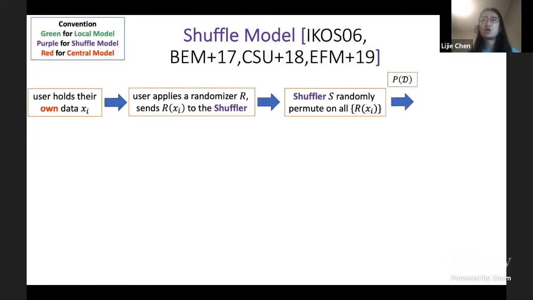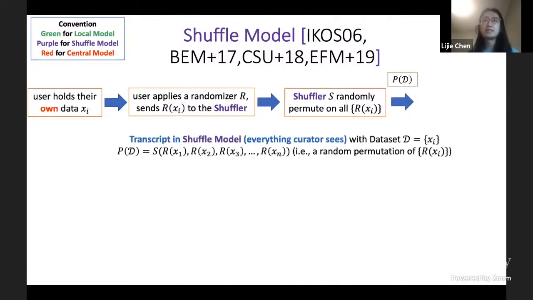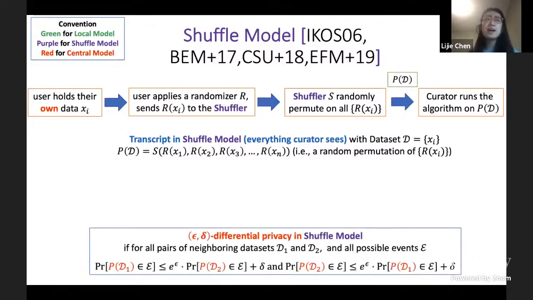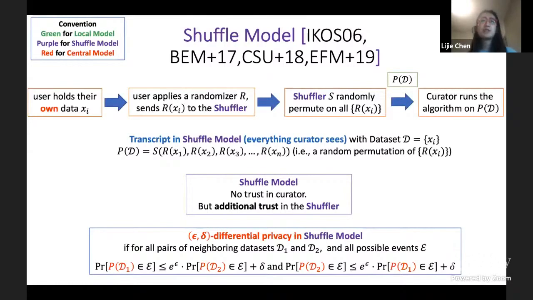Again, we define the transcript with dataset D as everything the curator sees in a protocol. Here, the transcript is the output of the shuffler, which is a random permutation of all the messages R(xi). And the curator runs on the transcript. Similarly, we can define epsilon-delta differential privacy in the shuffle model as well. We note that, similar to the local model, here we put no trust in the curator, but we do put additional trust in the shuffler by assuming it correctly performs the random permutation. Therefore, the privacy can go through.